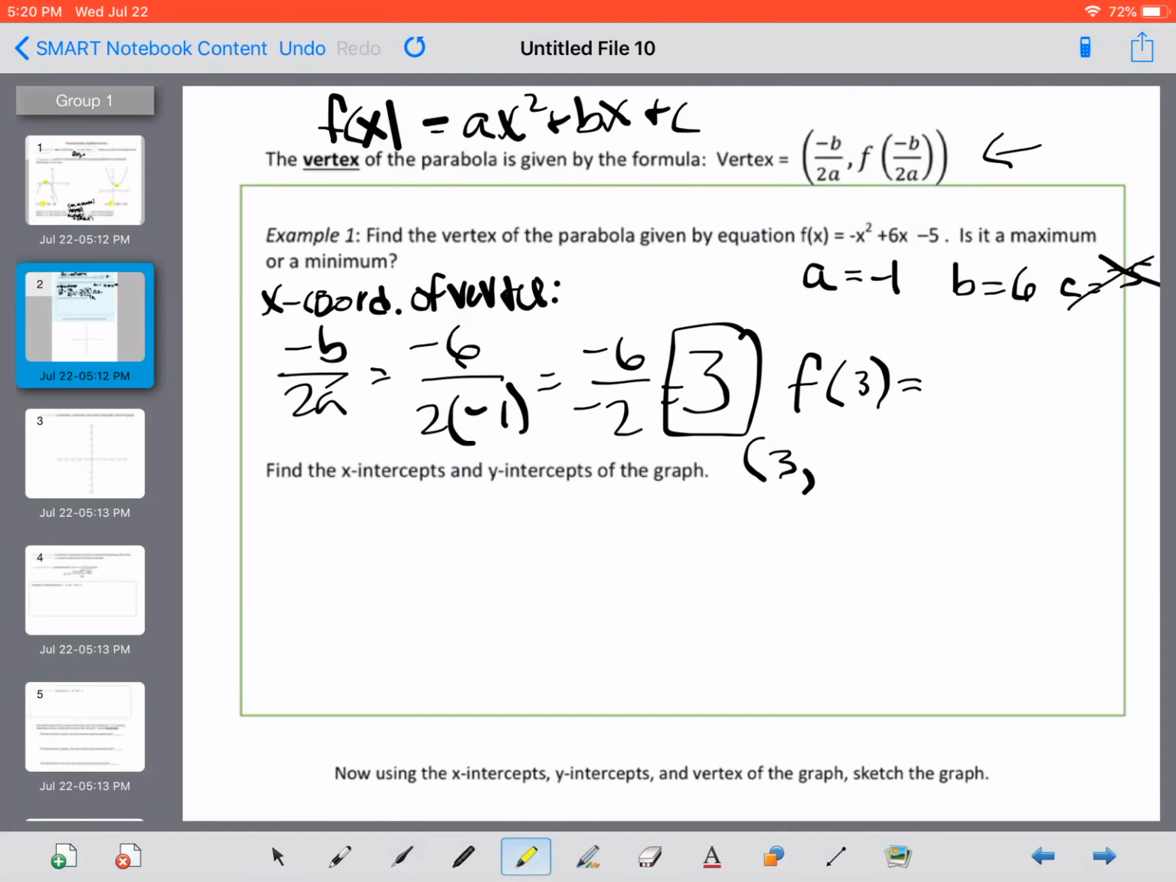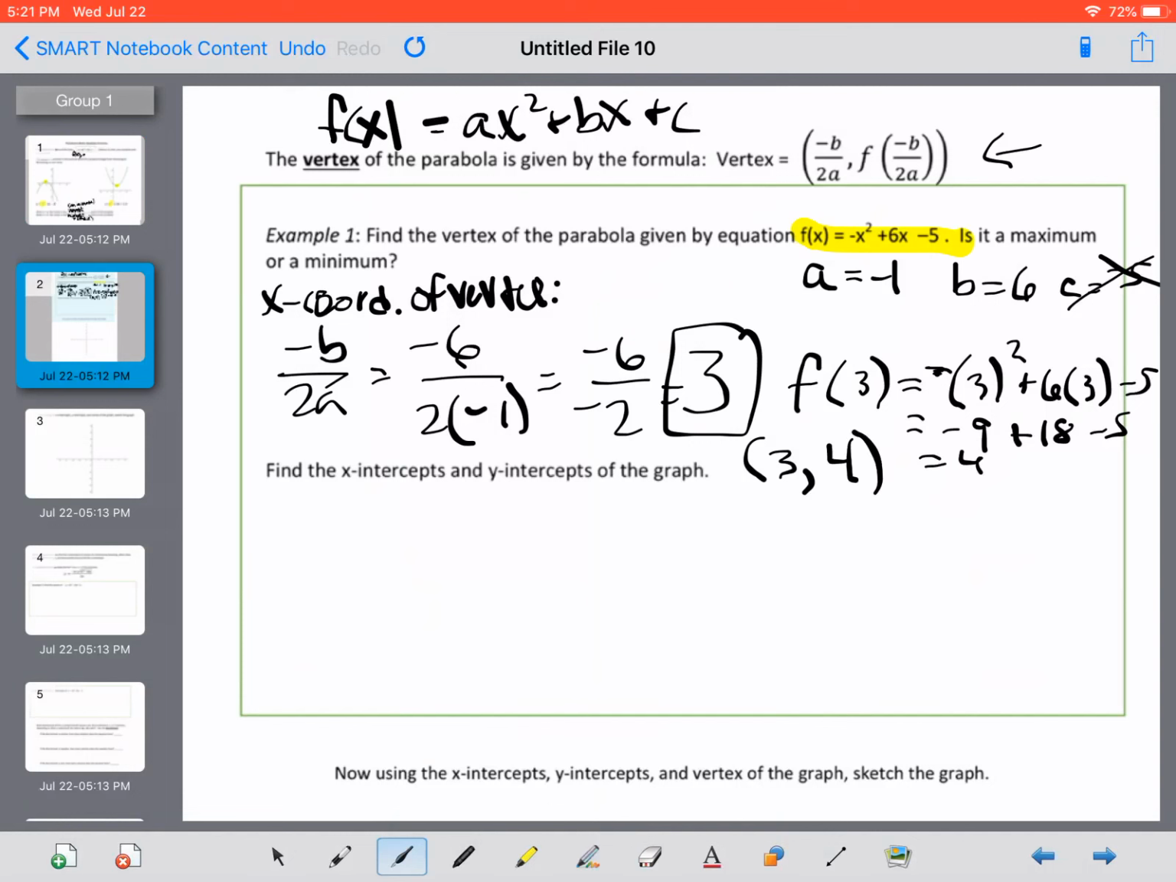So using this function up here, f of 3 is equal to negative 3 squared plus 6 times 3 minus 5, which is equal to negative 9. The negative's on the outside, so we square it first and then multiply by negative 1, plus 18 minus 5. That's 9 minus 5, which is 4. Okay. So the vertex is going to be at (3, 4).